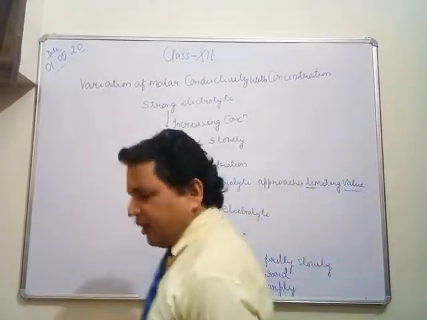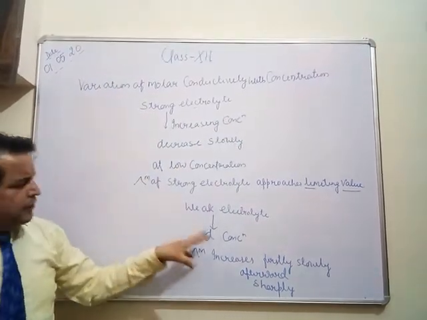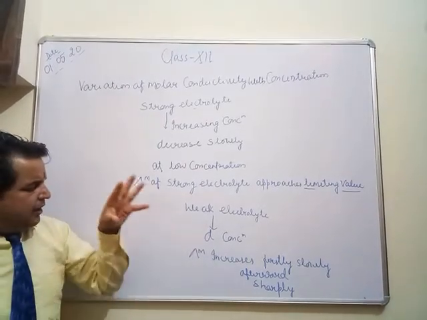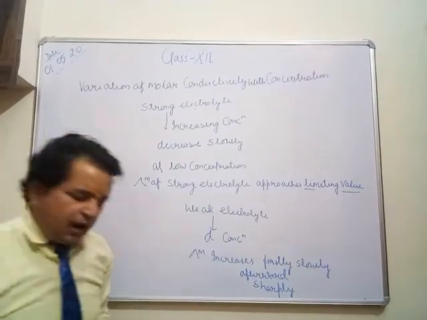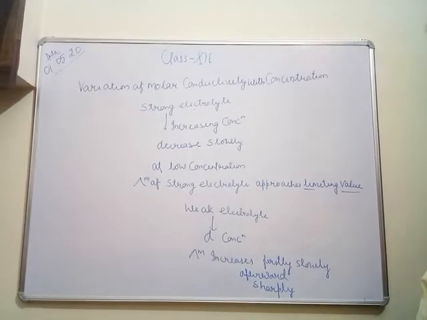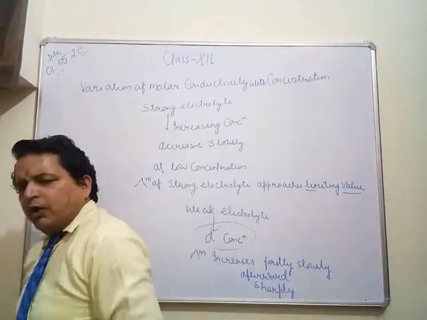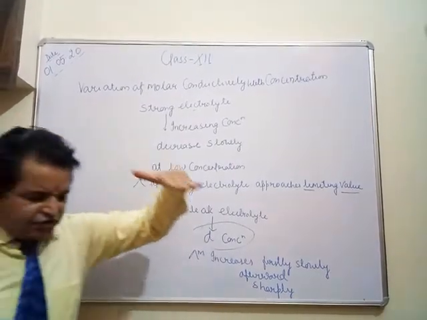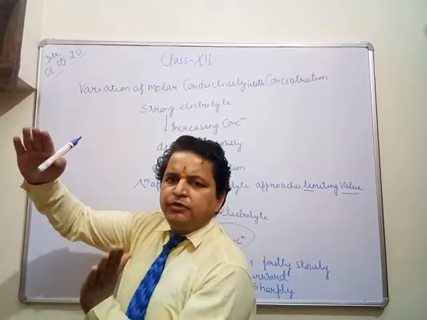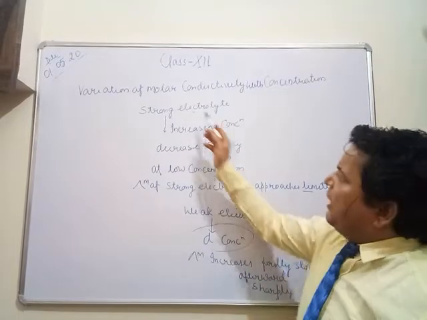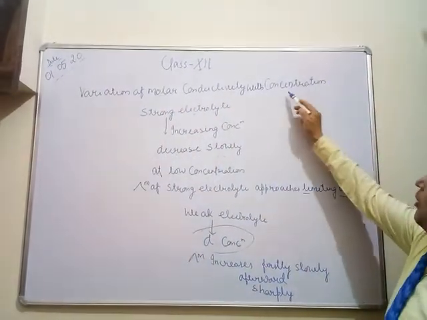When we talk about weak electrolytes, molar conductivity decreases sharply on increasing concentration, but on decreasing concentration the molar conductivity of a weak electrolyte increases, firstly slowly, and then afterwards sharply, when the concentration of the electrolytic solution decreases. In total, on increasing concentration the molar conductivity decreases, while when the concentration decreases the molar conductivity also increases, right? In weak electrolytes it increases sharply, while in a strong electrolyte it changes slowly. This is the variation of molar conductivity with respect to concentration.